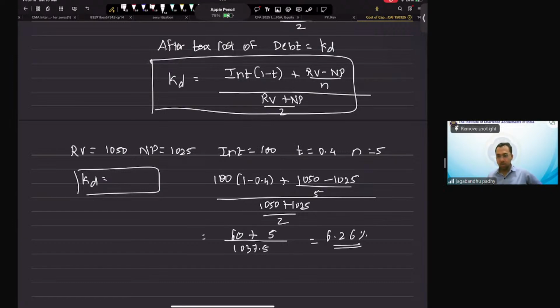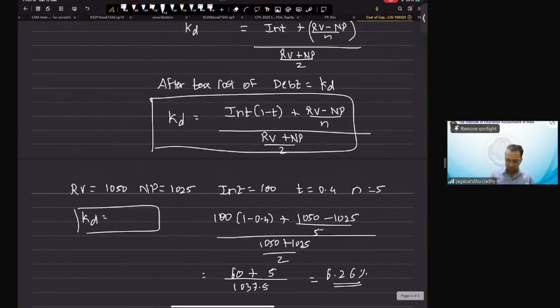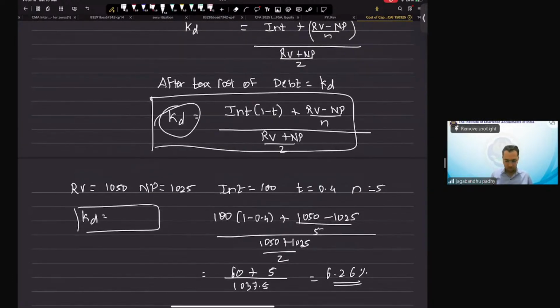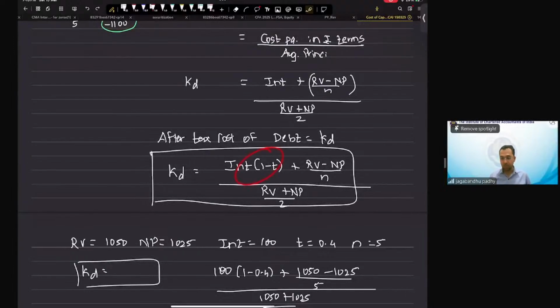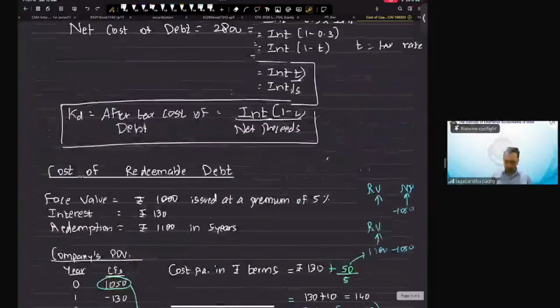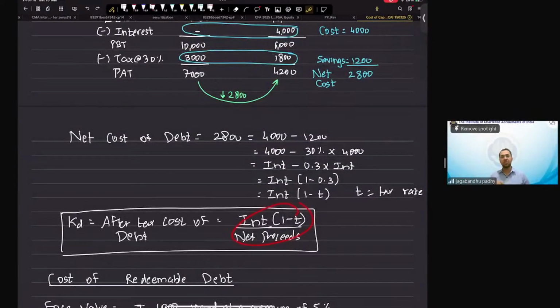Okay, perfect, guys. So we have got the two formulae to be done for today, which is cost of debt. That's simply computed as interest into 1 minus t plus RV minus NP upon N, the whole divided by RV plus NP by 2. And if it's irredeemable, then that's interest into 1 minus t upon net proceeds.